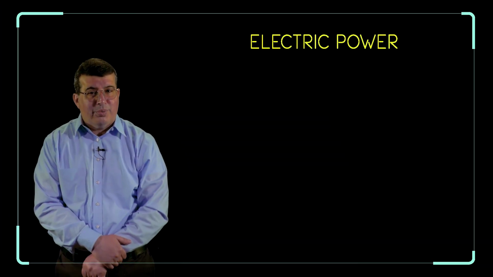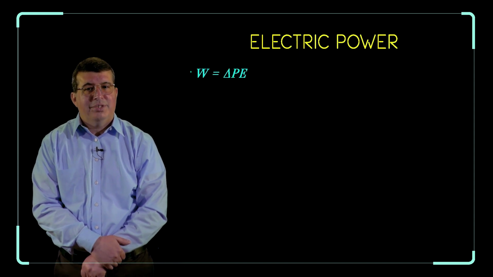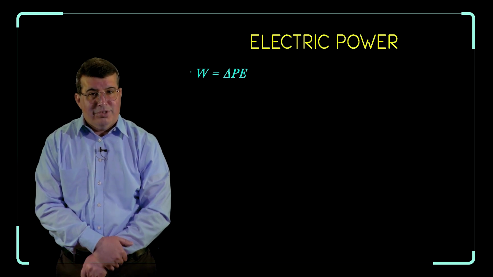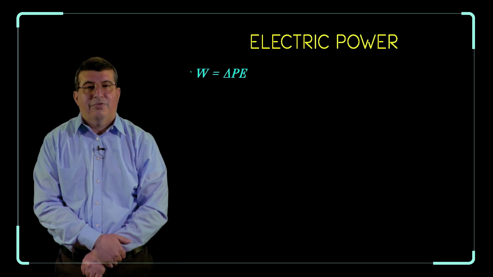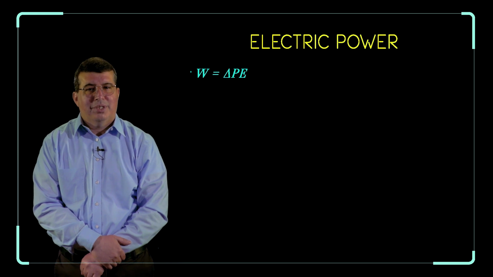We're actually going to derive our own equation for electrical power. We're going to do this from some equations that you are already familiar with. The first equation is that the work done on a charge is equal to the change in its potential energy, assuming that its kinetic energy doesn't change, that the speed of the charge is constant. So that's our first equation. Work is equal to change in potential energy.